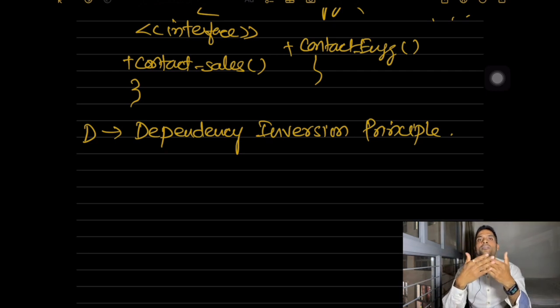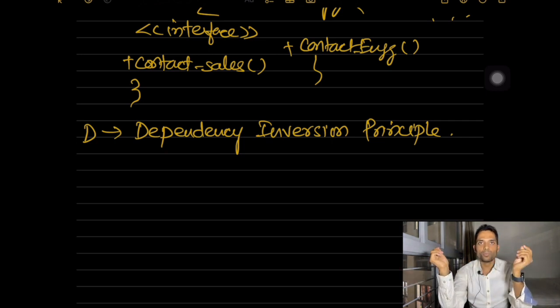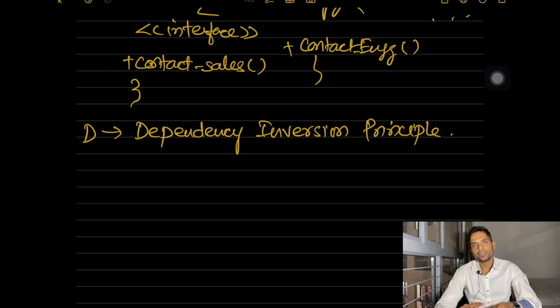So the standards for USB-C or USB-D or E, whatever will be coming in the future, are taken care of by a third party, and both the client and the concrete product depend on that, and they will design their classes in such a way that they can use that third party thing. So that's dependency inversion.